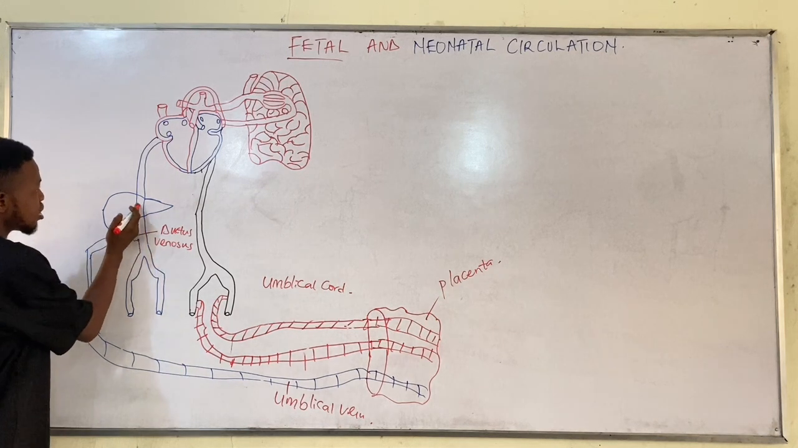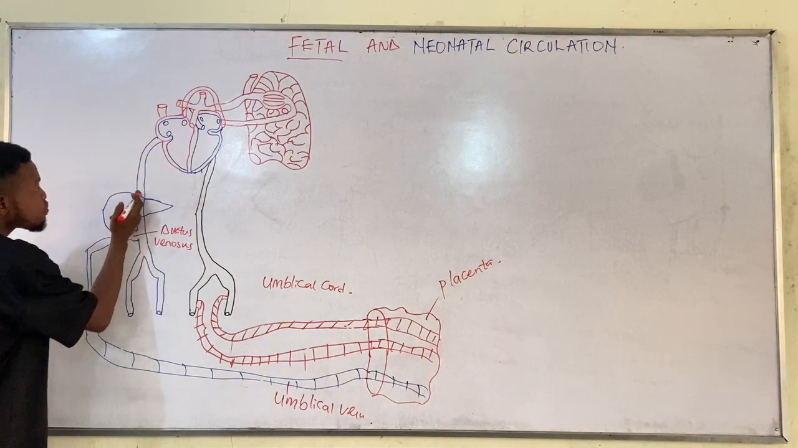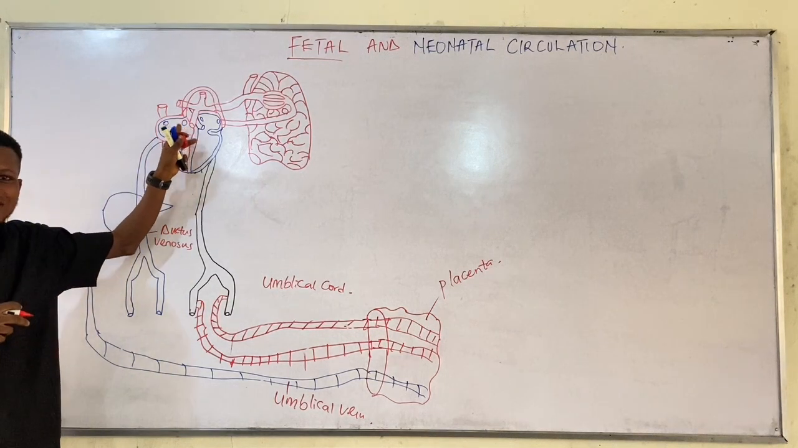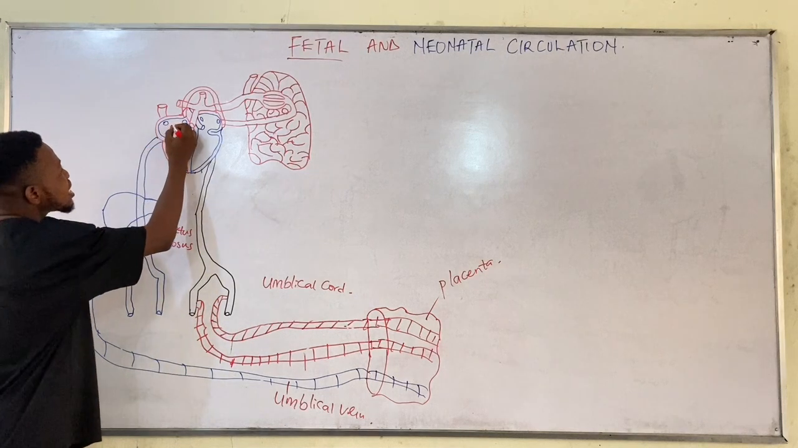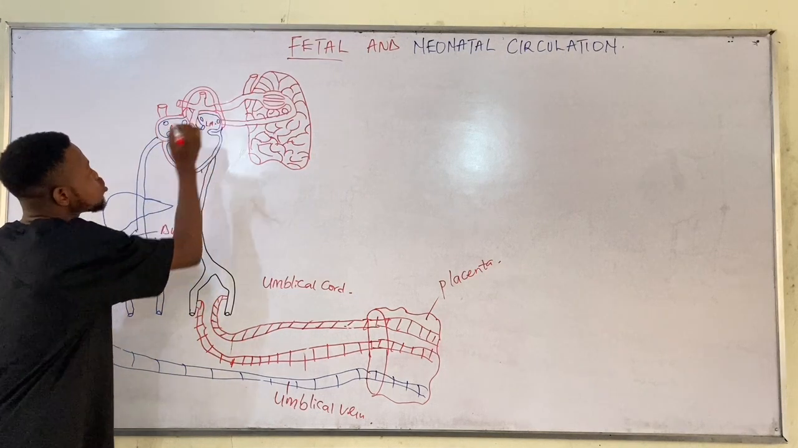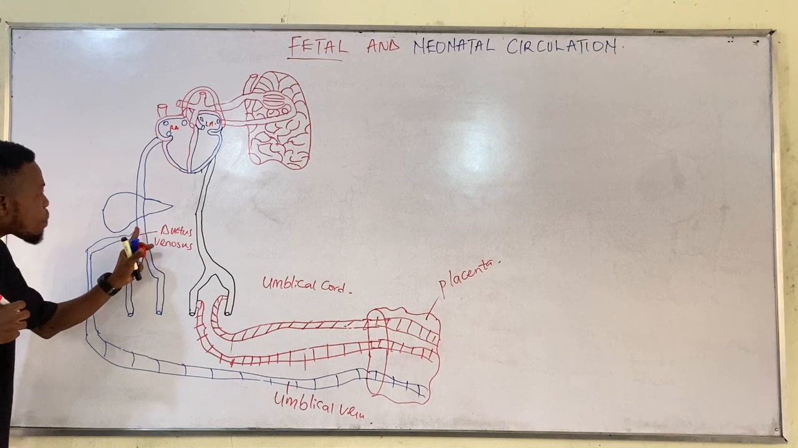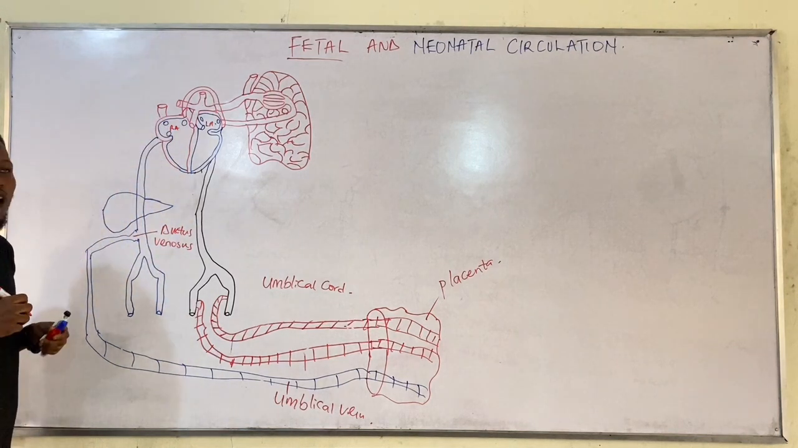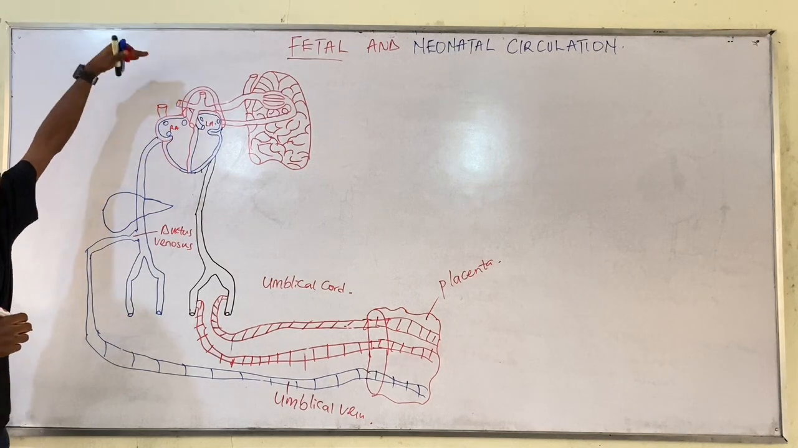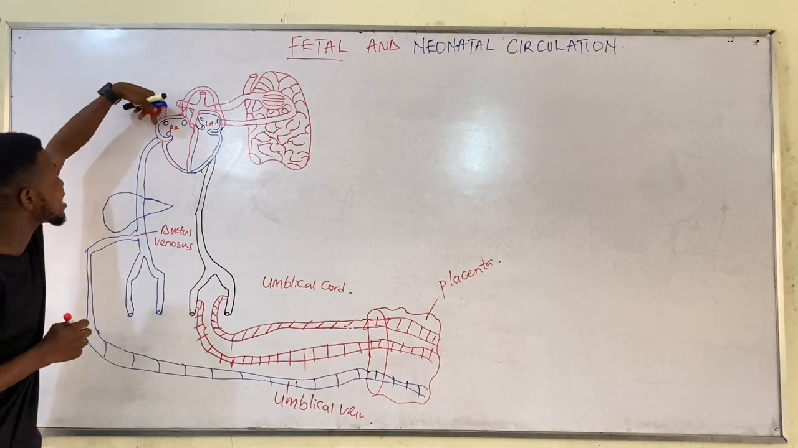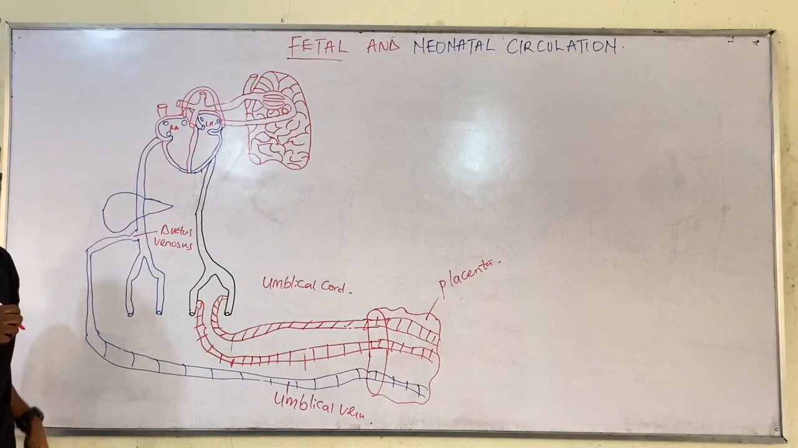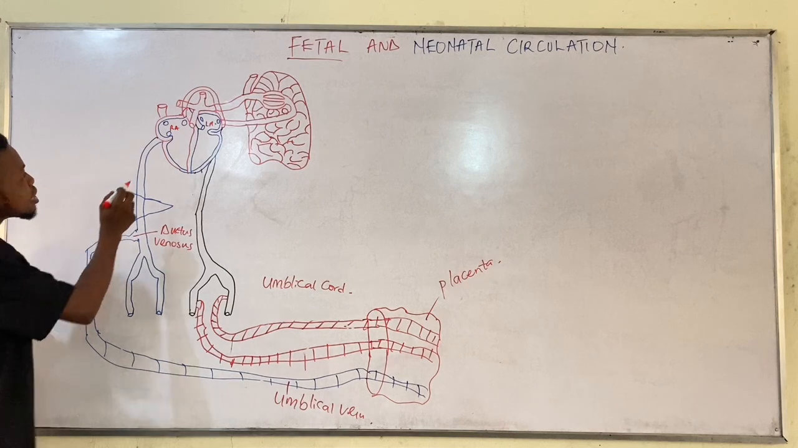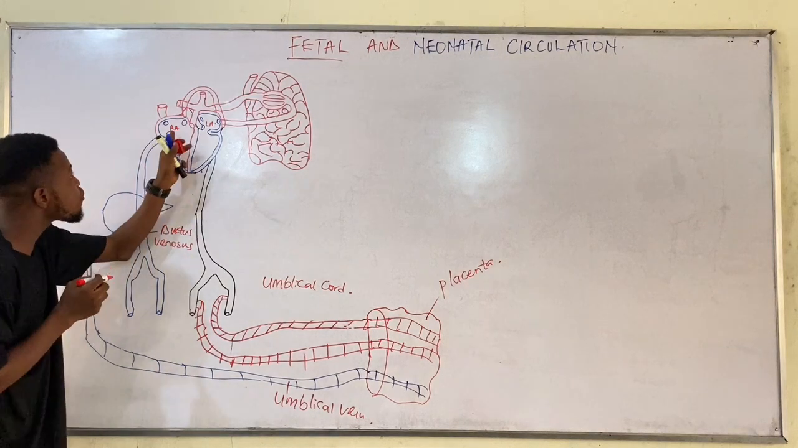Now the blood from the ductus venosus enters the inferior vena cava. This is the inferior vena cava. The blood moves through the inferior vena cava and enters into this chamber of the heart, which we call the right atrium. So this is the right atrium and this is the left atrium. The blood that passes through the inferior vena cava is entering the right atrium. Also at the upper part of the developing fetus, the blood will enter the right atrium through the superior vena cava.